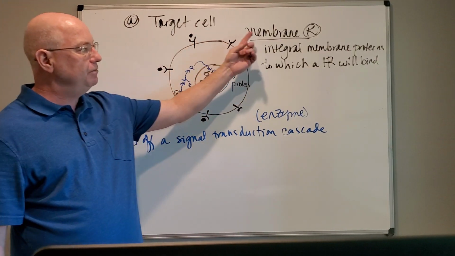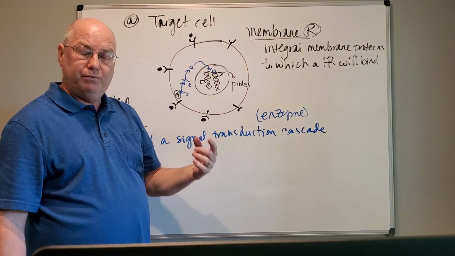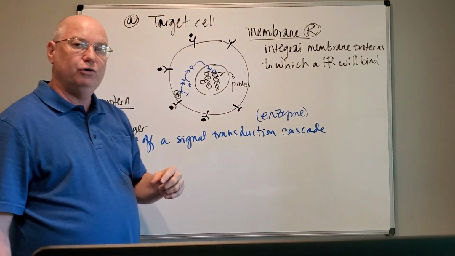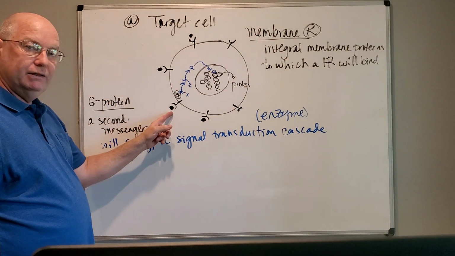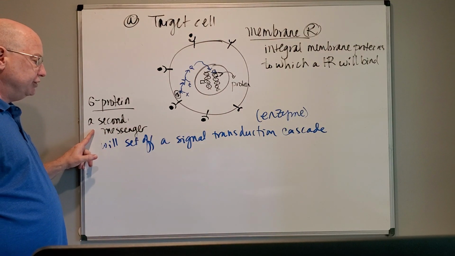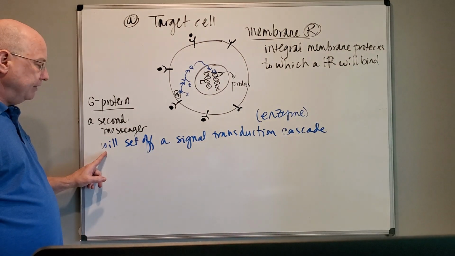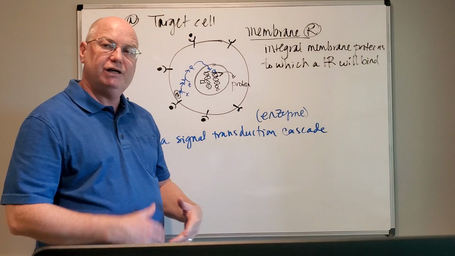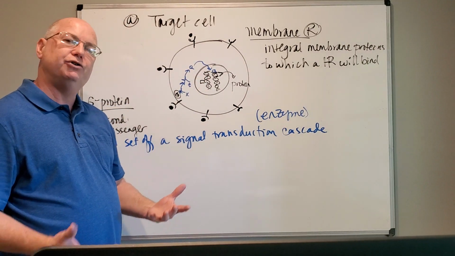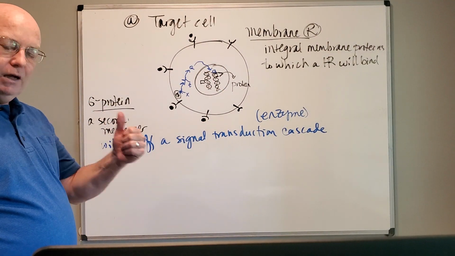When a target cell has a membrane receptor, that membrane receptor is an integral membrane protein. It's embedded in the membrane of the cell, the external membrane, and that's where the hormone will bind. When the hormone binds, it alters the shape of the receptor, which triggers a second messenger called a G protein, almost always, and then that will set off a signal transduction cascade or a series of enzymes that eventually will turn a gene on or turn a gene off, altering the cell's physiology. I hope that makes sense.